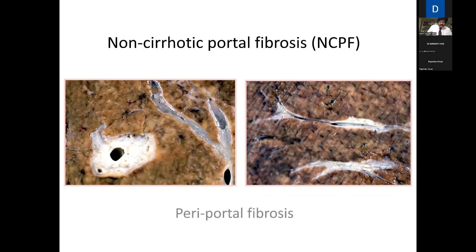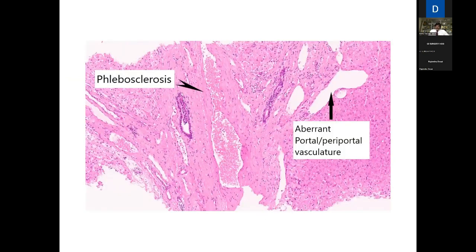But this is how the cut section of the liver looks like. To the left, you see normal liver, normal portal venules. On the right, you see compressed portal venules because of periportal fibrosis. This condition is called non-cirrhotic portal fibrosis, and I'll be commenting on this from time to time. The histopathological feature is called phlebosclerosis with aberrant portal or periportal vasculature. This histopathology is very typical of non-cirrhotic portal fibrosis.